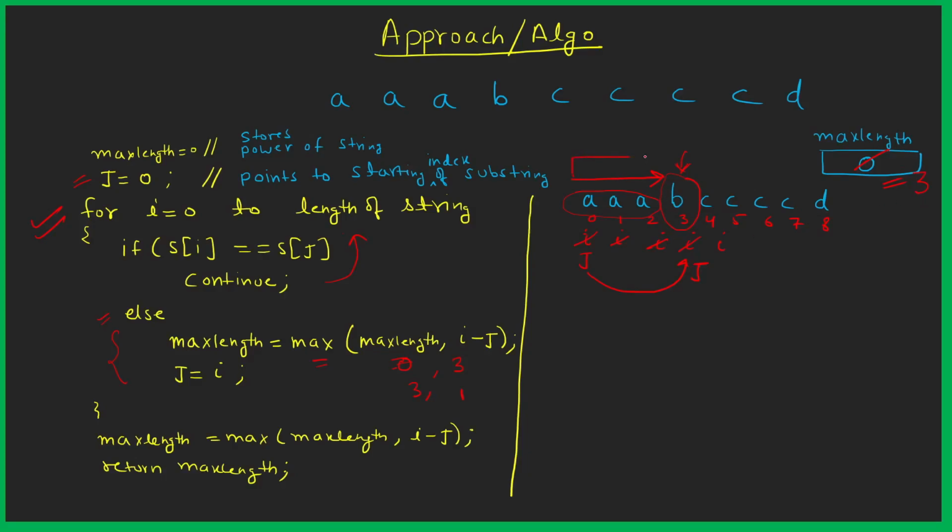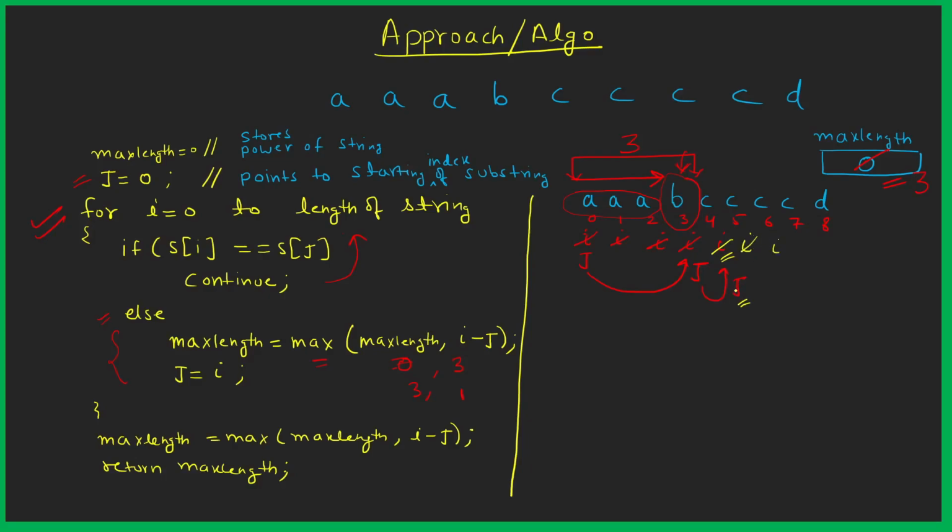So till this part, my window size or maximum length is 3. Now again I will say j equal to I, so j should move to C. Now I am at index number 4. Again I will check if s of I equal to s of j. I will say yes, so continue. I will move to 5. Again s of I and s of j are equal, so continue.